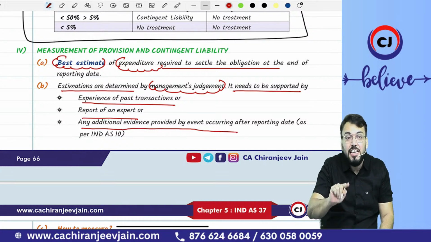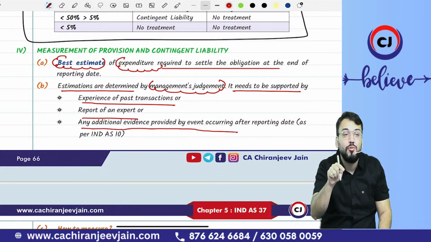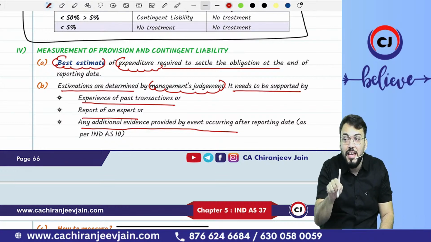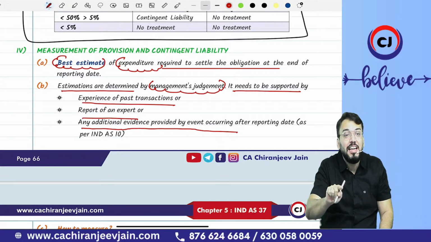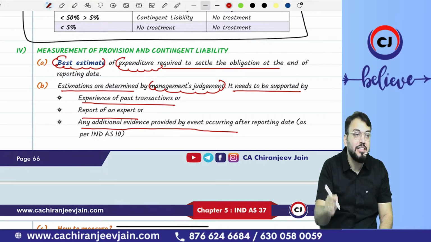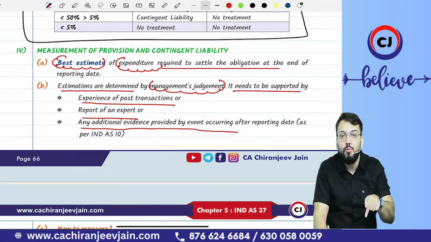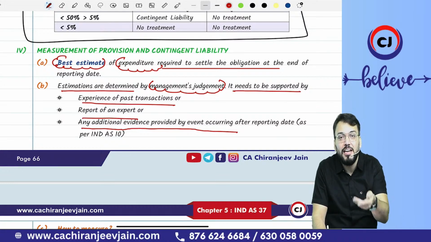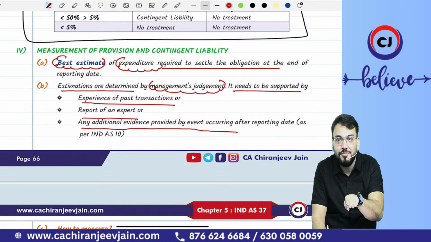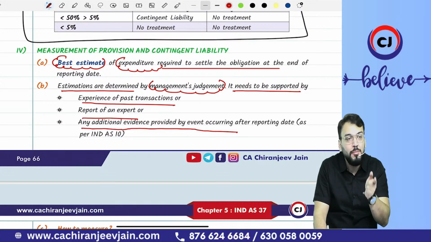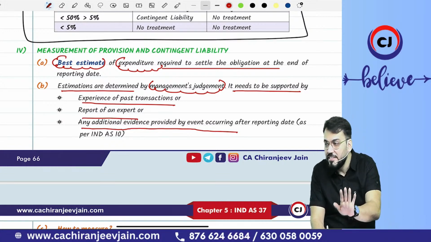So whenever I say event occurring after reporting date, which accounting standard will come to your mind? AS 4, and that becomes Ind AS 10. So after Ind AS 37 I will do Ind AS 10 only. So this point number C will be automatically understood in the next chapter, correct?